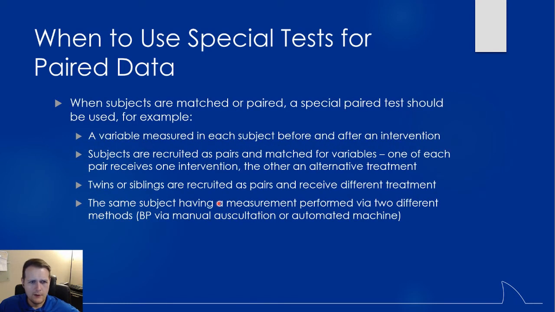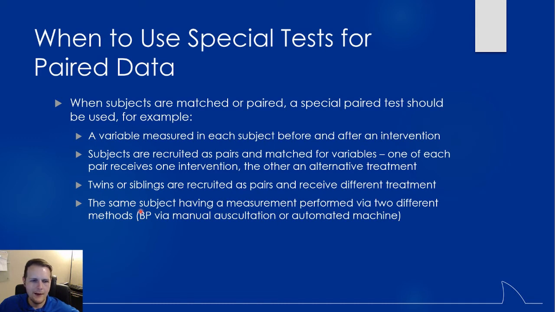So this is what I talked about already, that when you're using a matched or paired test, examples of this would be, say, pre and post analysis, where you test someone prior to an intervention and then after an intervention. If you recruit a subject as a pair, or you're matching for certain variables, would be one thing. The twins or siblings is probably the most obvious example. And then also if you're having the same subject but having measurements done via different methods.